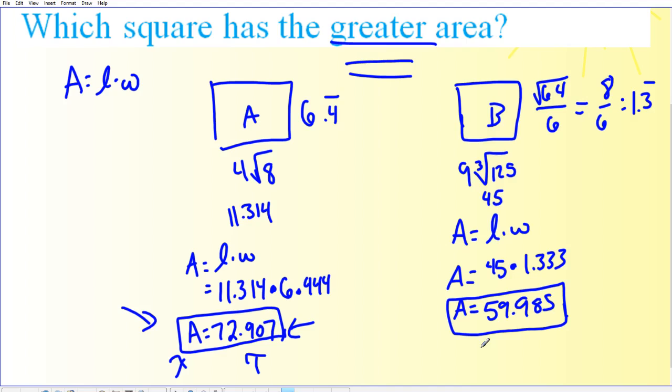But that decimal part was key, because that makes it much, much easier to type into the calculator. You don't have to worry about whether the calculator is doing the problem right when you have decimals. If I try to type in 4 times the square root of 8 times 6.4 repeated, there's a chance the calculator may not understand what I'm doing. It wouldn't do the order of operations properly. Okay?